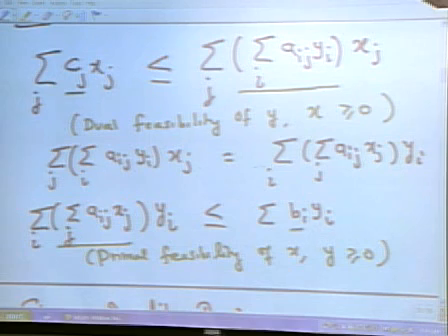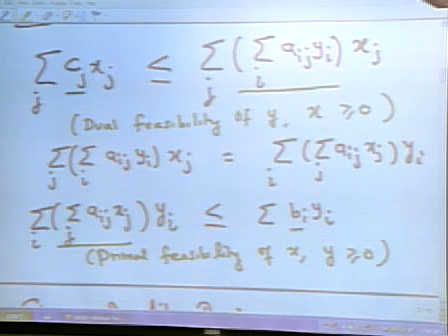The second is just rewriting this expression in a slightly different way. It's just interchanging the summation. And the third is valid by a similar reason that I used for the first. Okay? So this is valid for every pair of x and y, such that x is primal feasible and y is dual feasible. Now, suppose you find x and y. I don't know whether they're optimal or not. I just know that x is feasible for the primal, y is feasible for the dual, and they happen to have the same objective value.